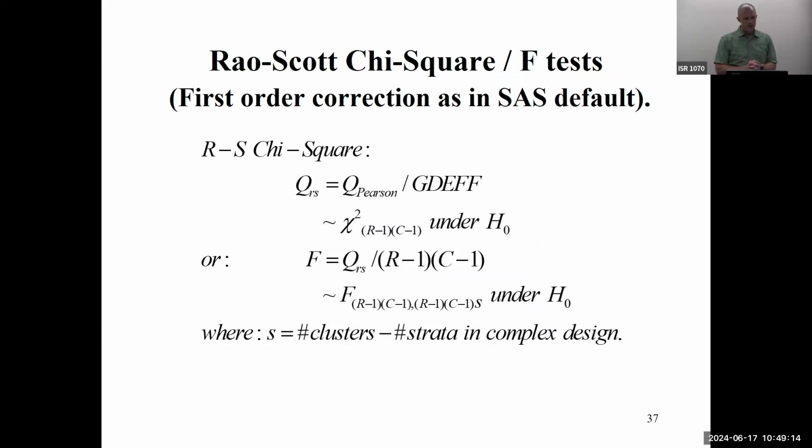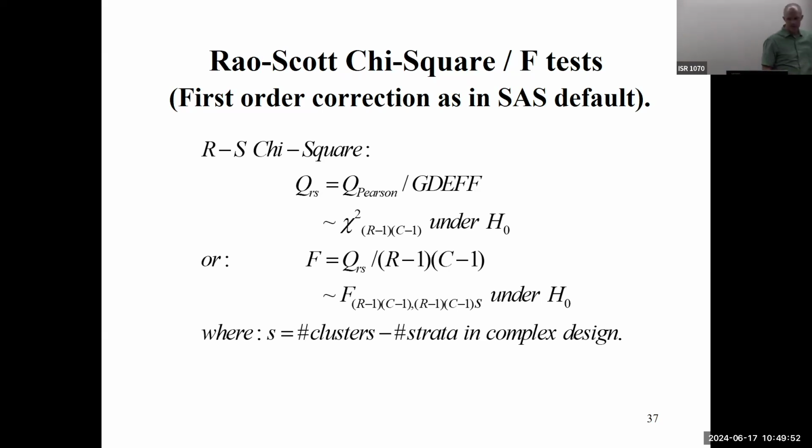So under that first order Rao-Scott chi-square, taking the Pearson chi-square, dividing it by the generalized design effect, like Thomas and Rao showed, we again have a chi-square distribution with R minus 1 times C minus 1 degrees of freedom. So again, that was very simple to implement analytically. What they also showed, and this is basically a known result in statistics, if you take that chi-square, divide it by its degrees of freedom, you get an F distribution. Okay? So they said, better to report this overall F distribution, which just takes that adjusted Rao-Scott chi-square and divides it by its degrees of freedom.